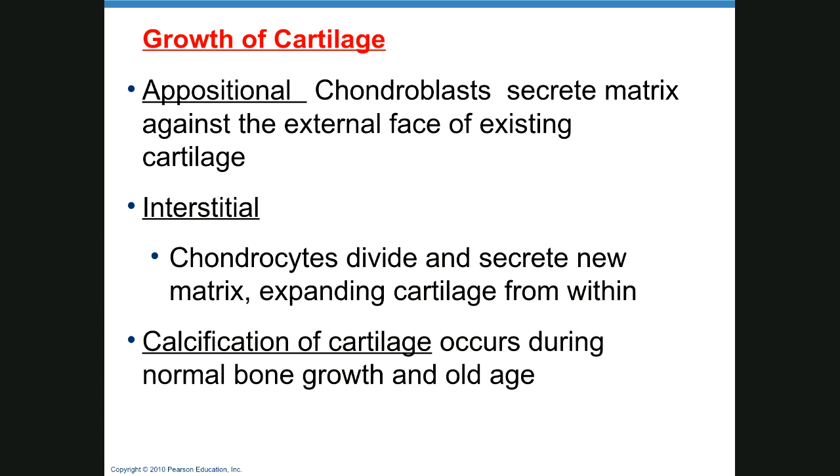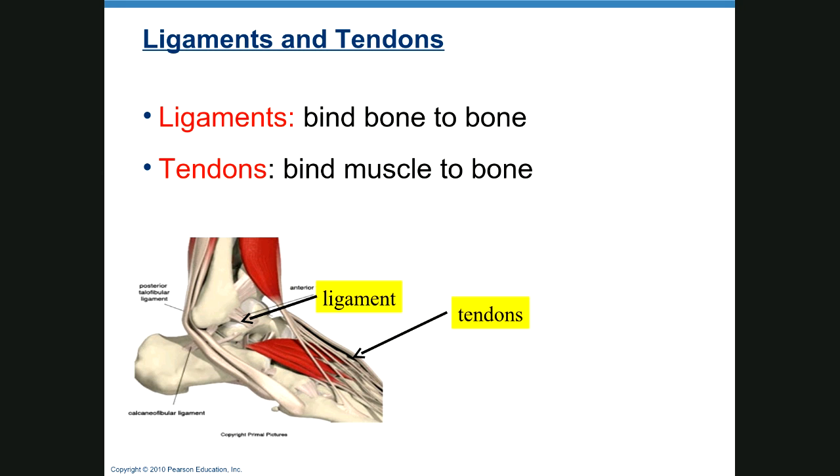Cartilage does grow during childhood and adolescence. The growth of cartilage is called appositional growth when it pertains to thickness growing outwards. When it pertains to growing in length, it's called interstitial growth. However, cartilage does calcify as we grow older, and calcification of cartilage will end the growth of bone, for example. Okay, again, ligaments are the tissue that binds bone to bone. Tendons bind muscle to bone. So those will be the components of the skeletal system.